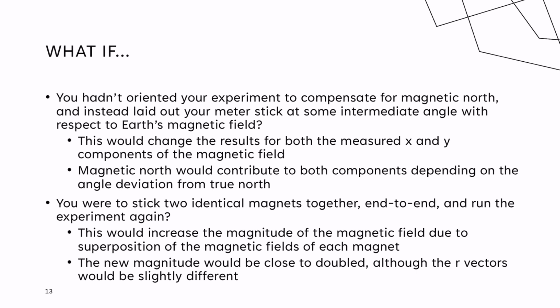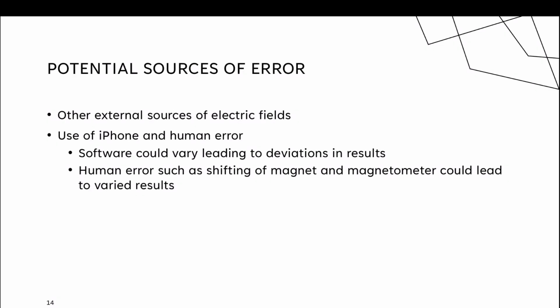And then what if you were to stick two magnets together end to end? Well, this would increase the magnitude of the magnetic field because of superposition, and the new magnetic field would be close to doubled. Potential sources of error were, like I said before, external sources of electric field, and then using the iPhone and human error and software differences.